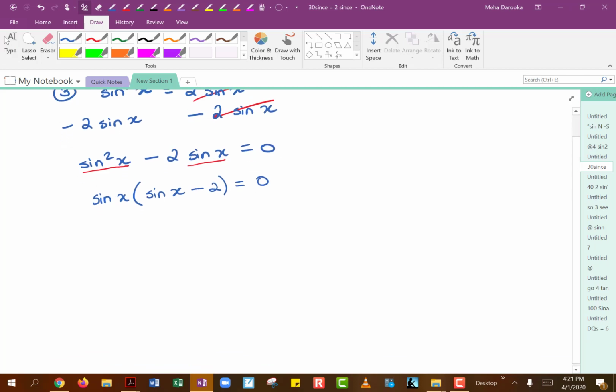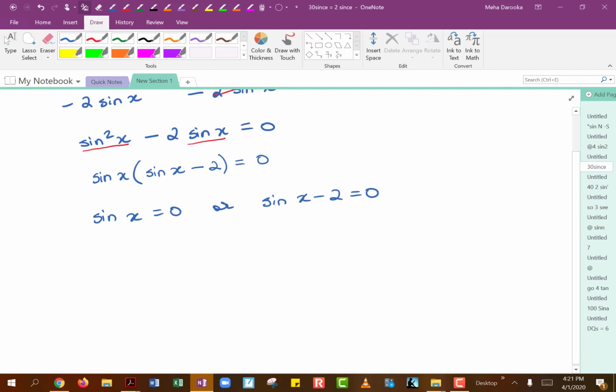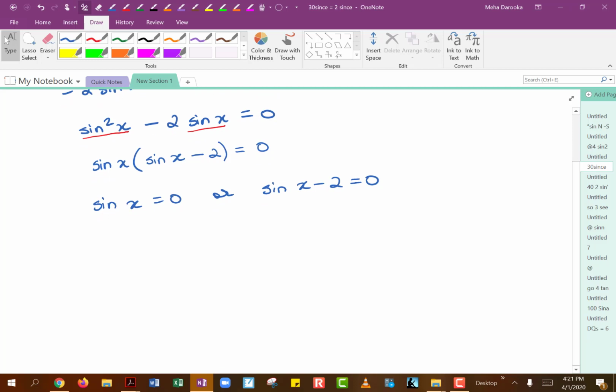Just like you saw in the example, take each factor and set it equal to 0. So sine of x equals 0, or sine of x minus 2 equals 0. This guy of course will stay as it is. We don't have to simplify it. For this guy here, we can add that 2, move it to the other side, and you will end up getting sine of x equals 2.